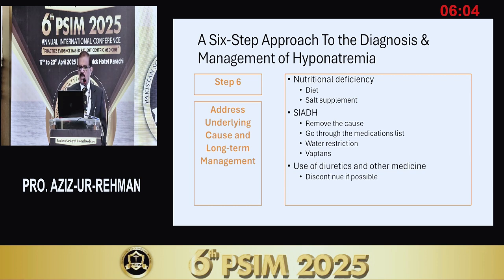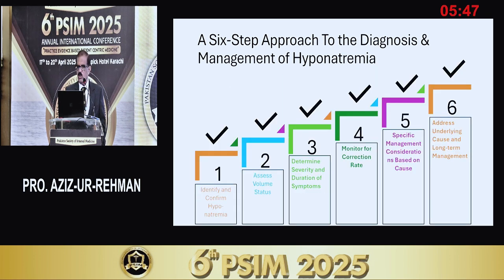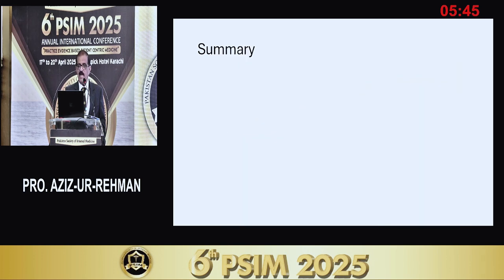Use diuretics and other medicine judiciously, and if somebody is taking a diuretic unnecessarily, somebody prescribed a diuretic 5 years ago and the patient never stopped taking it, that will be removed. So I think that can be done. Monitor sodium periodically. So these are all 6 steps, and let me present the summary.